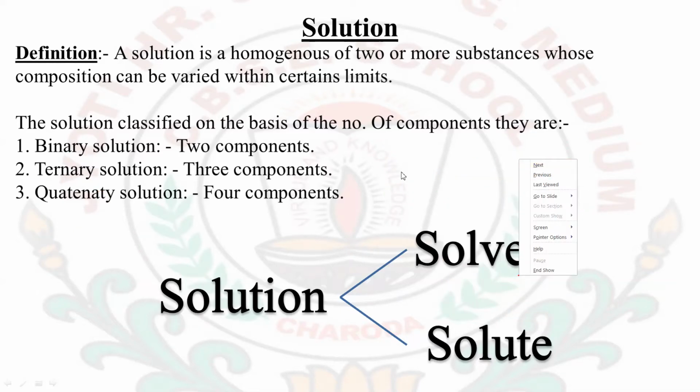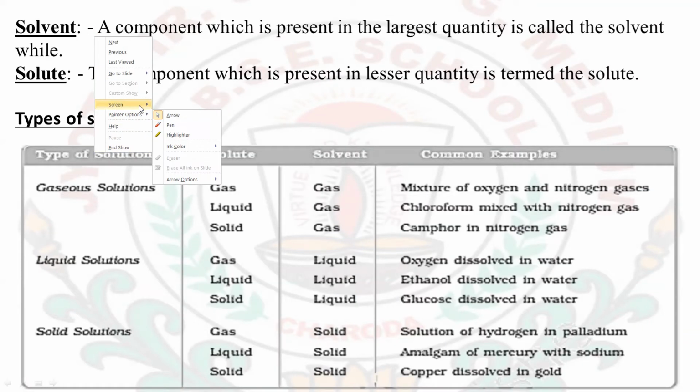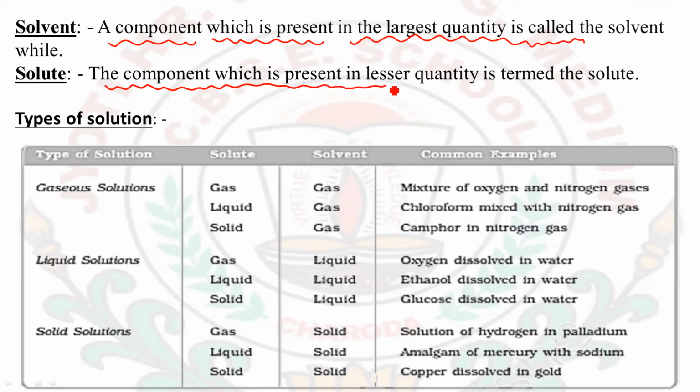Solvent is the component which is present in the largest quantity in the solution, while the solute can be defined as the component present in the lesser quantity in the solution. The component present in the lesser quantity will be termed the solute.